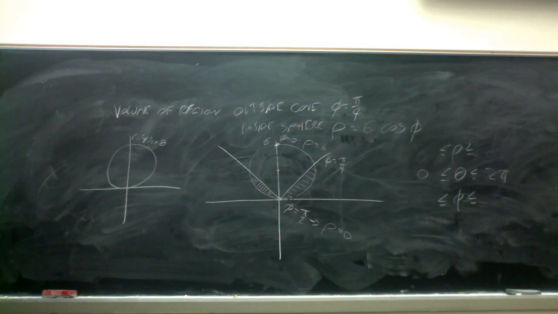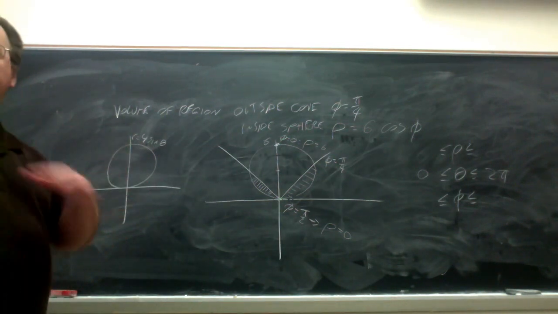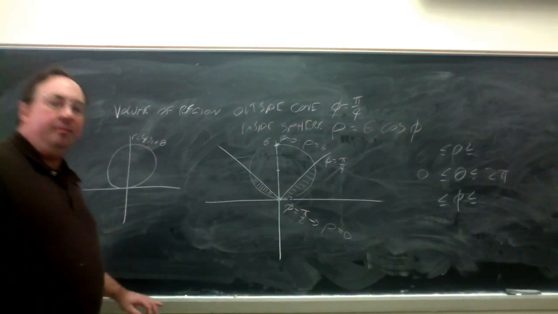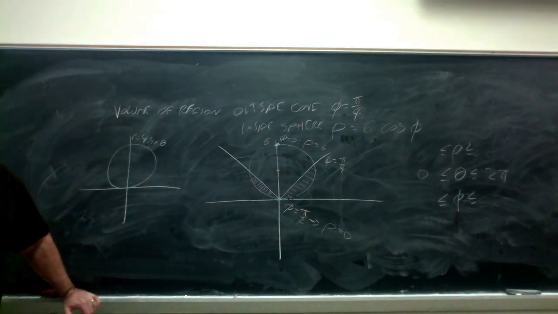Okay. Now, the thing is, let's talk about the phi limits, but please keep trying to pull that up if you can. So pi over 4 is obviously a limit, but is it the lower limit or the upper limit? And what would the upper limit be?